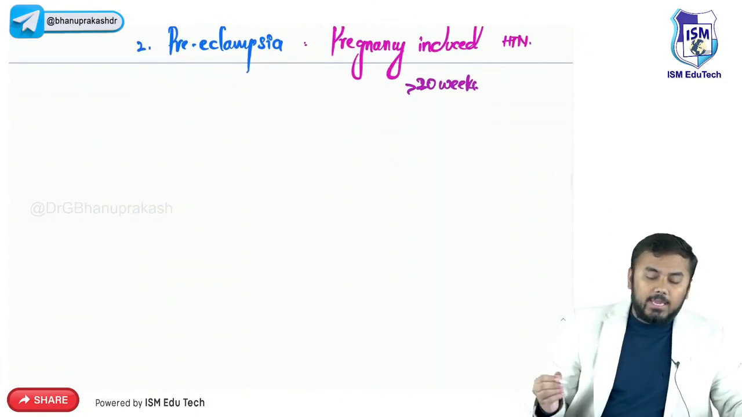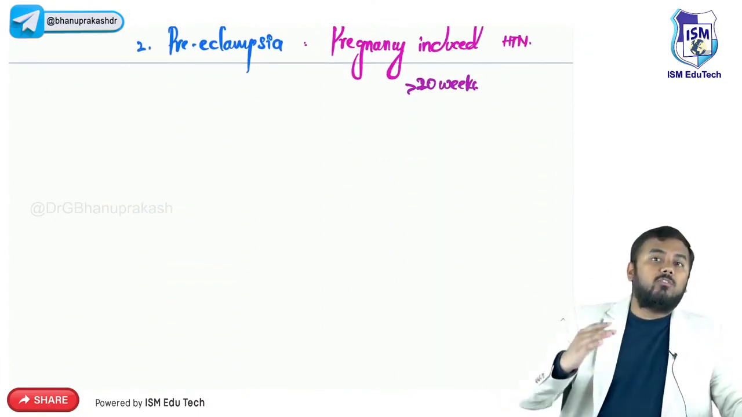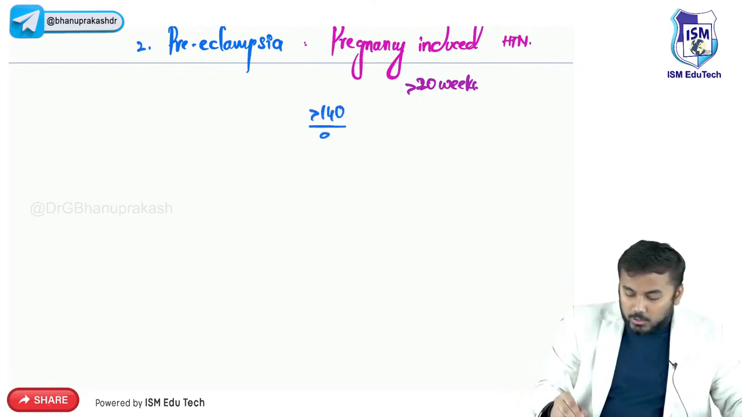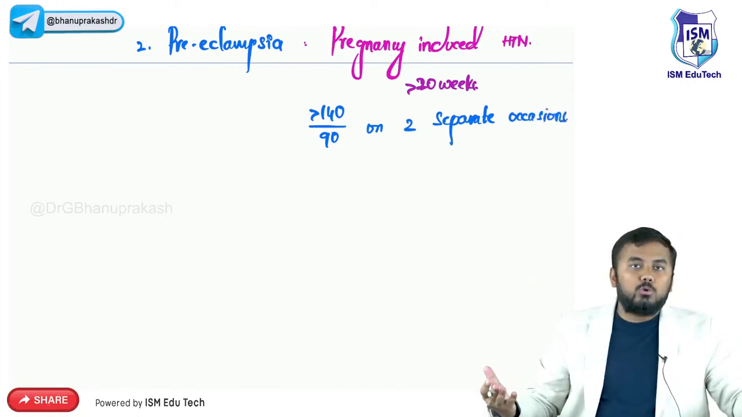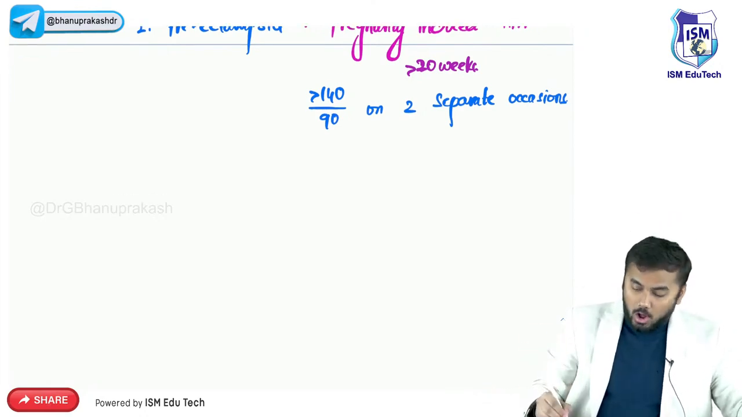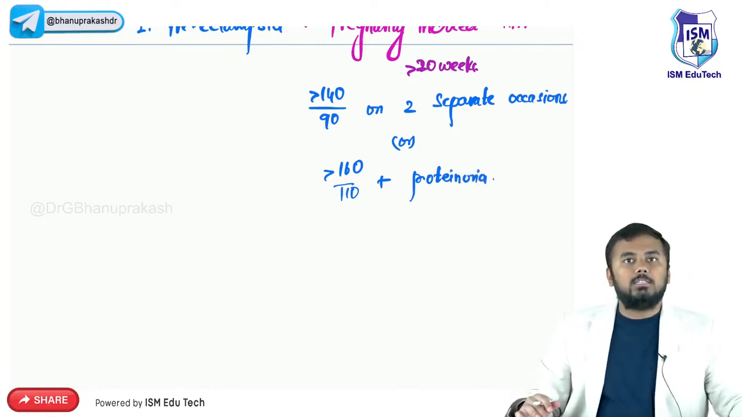So what is basically preeclampsia, guys? Preeclampsia matlab, for example, if the blood pressure is more than 140/90 on two separate occasions. Two separate occasions matlab when you check two times. Occasion matlab not a function, okay? So two separate occasions, or more than 160/110 plus proteinuria. So this is what is called as preeclampsia.